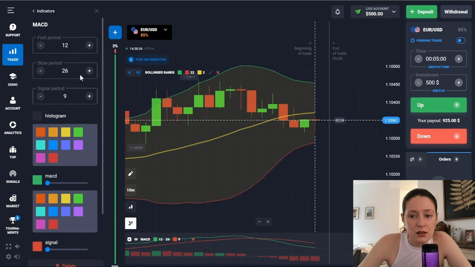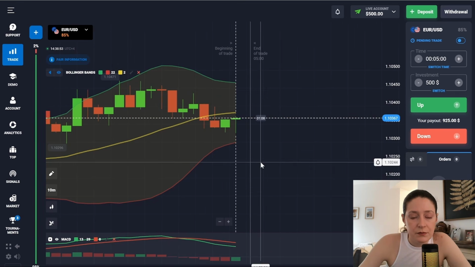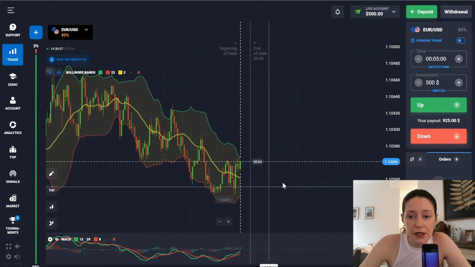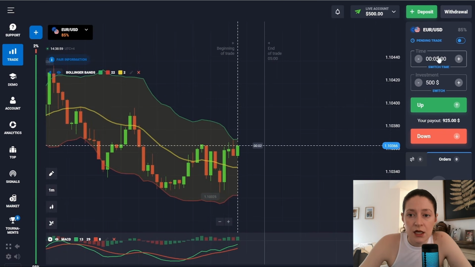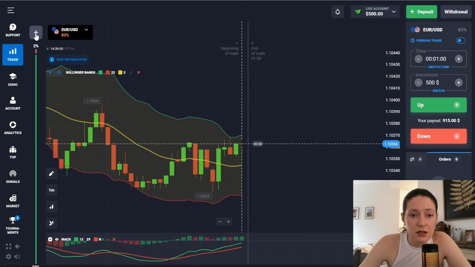Here it is, which I use quite often. I set the period to 13, 20, 9, and 8. Let's not change colors. It's wonderful. Indicators were set. Now I have set 1 minute candles and trading time is standard.